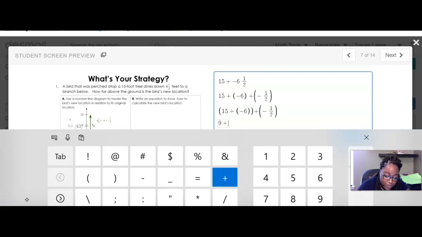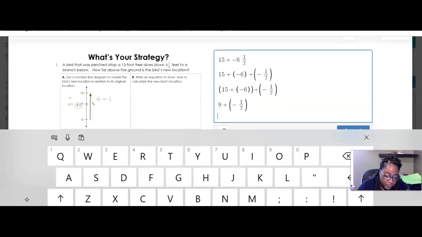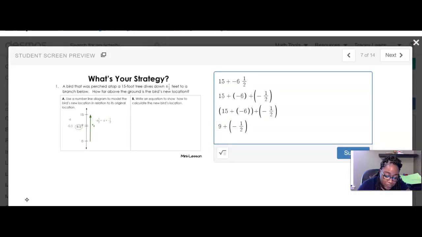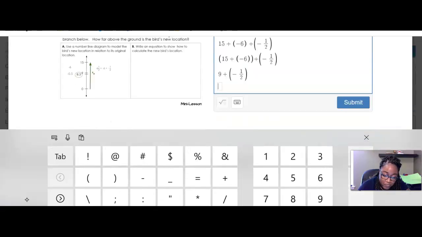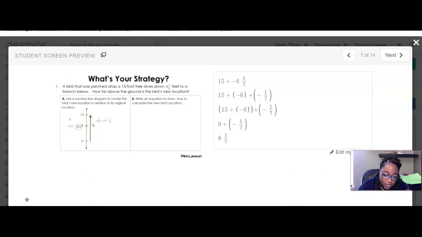And then we have plus the negative 1/2. Okay. And remember that 1/2 is also the same as 0.5. So when we do that, we end up with 8.5 as our answer. And 9 is the larger absolute value, and that will be our final answer.